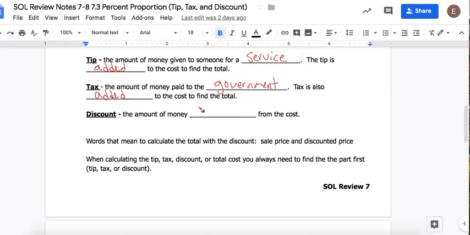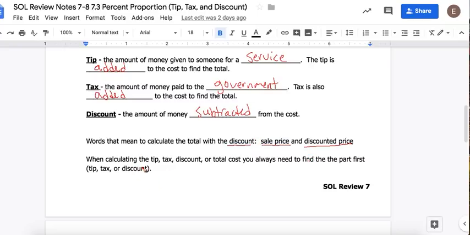Discount is the amount of money subtracted from the cost. So discount makes your bill go down. So once again, we would calculate the discount and then subtract it if we were finding the total. Now here's some words that mean to calculate the total with the discount. So underline discount and underline sale price and discounted price. If you see those two phrases or words, you would subtract the discount to get the total cost.